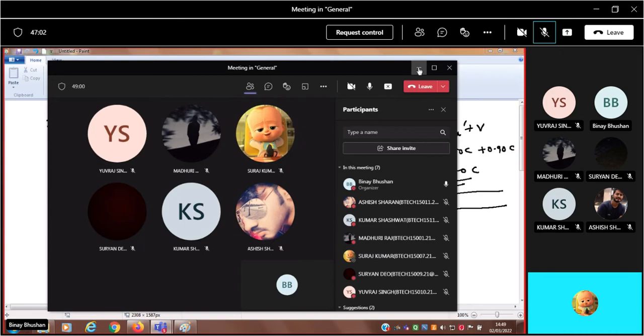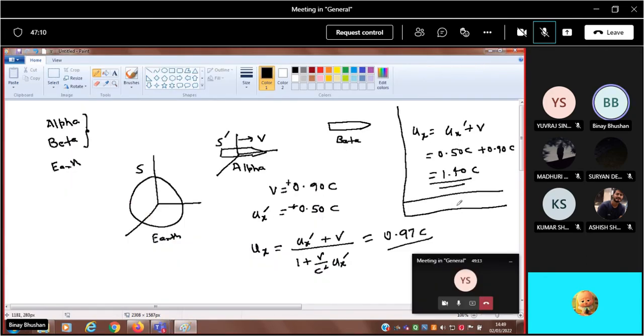Shashwat? Why should you not tell here this ux? No. What you get here, ux is greater than c. This is 1.40c. That means the spacecraft beta has a velocity which is greater than the speed of light in free space, which is not possible.